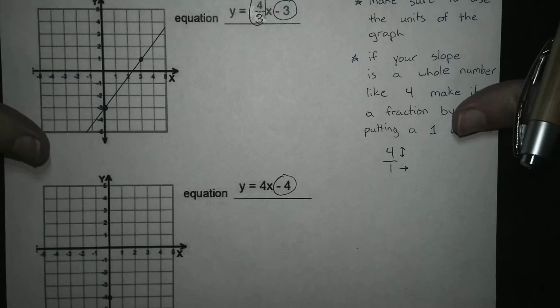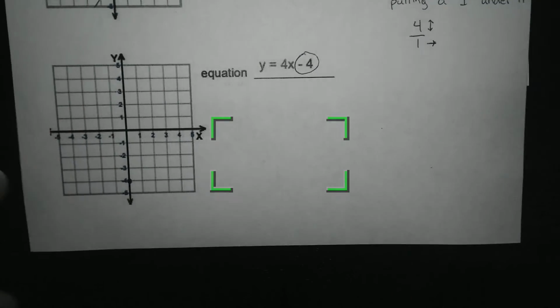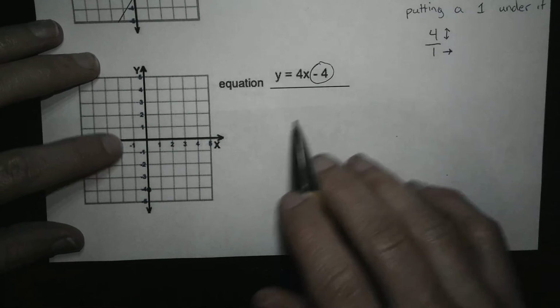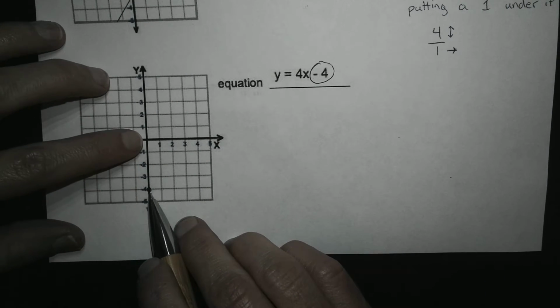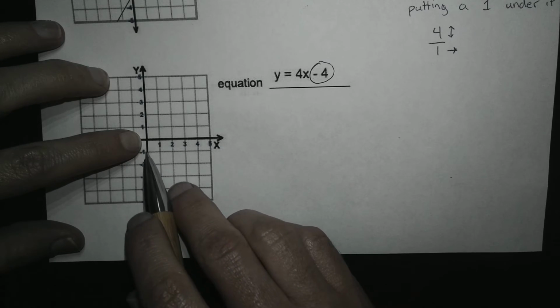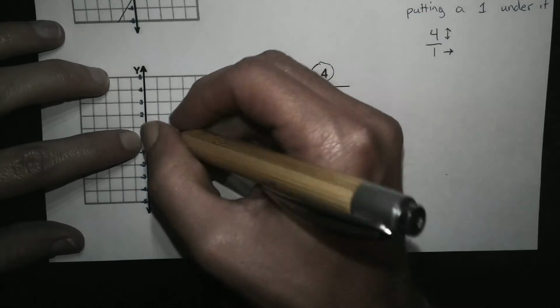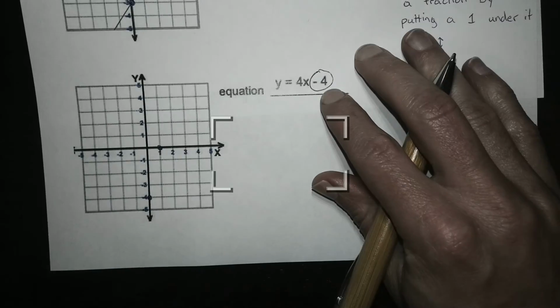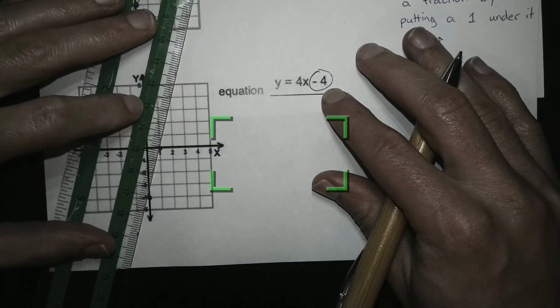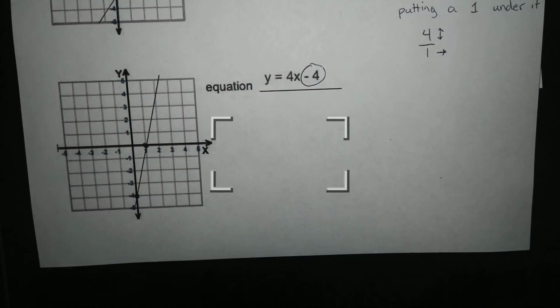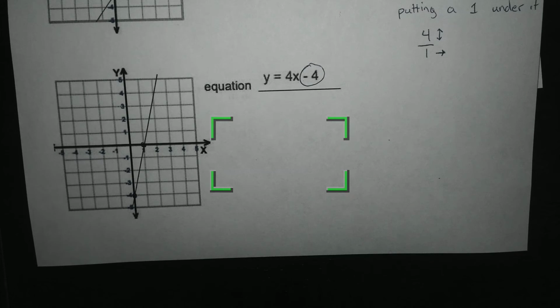In this case, because it's a positive, we need to go up 4. If we're at negative 4 and we add 4, that would take us to 0. Or we can count up 4: 1, 2, 3, 4, since we're counting by 1s. And then our bottom number, 1, makes us go to the right 1. And I draw my line. And we're done. And that's how you graph an equation in slope-intercept form.